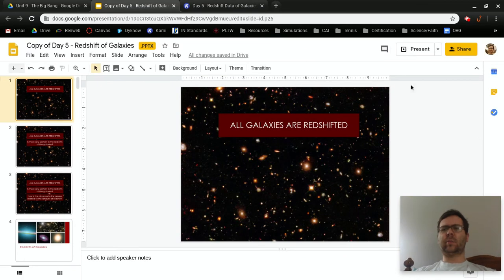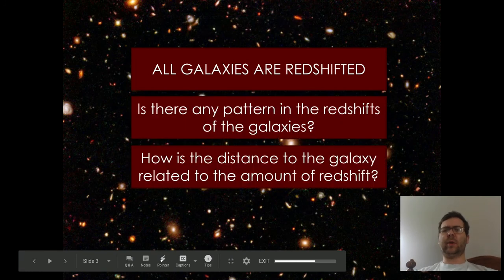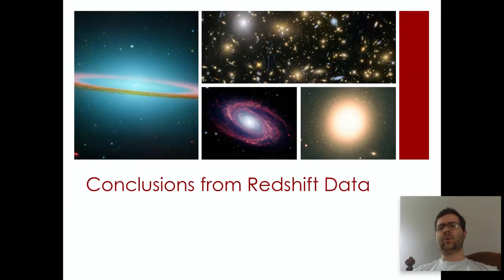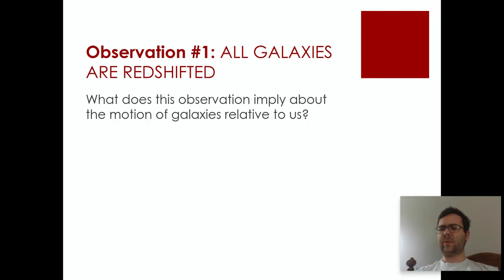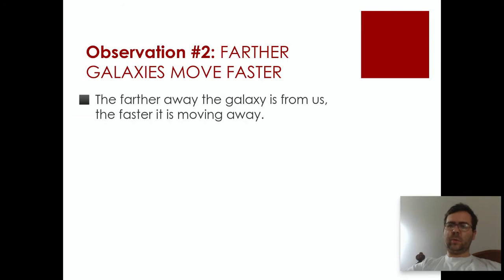Coming back to our presentation, all the galaxies are redshifted, and we now have found a pattern in the redshifts: the distance to the galaxy is related to the amount of redshift. Let's look at two conclusions and two observations, I guess we could call them. Observation number one about the galaxies and the universe at large: all the galaxies are redshifted. I'm saying all because I'm not including the one galaxy that is actually blueshifted, moving to us, the Andromeda galaxy. I'm going to ignore that one and just consider the rest of the galaxies. What does this observation imply about the motion of galaxies relative to us? I just said that all but one are moving away, and we already did that. Observation number two: the farther galaxies move faster. The farther away the galaxy is from us, the faster it is moving away.